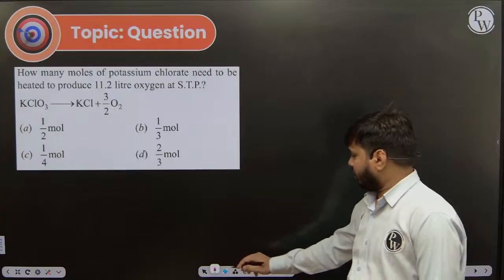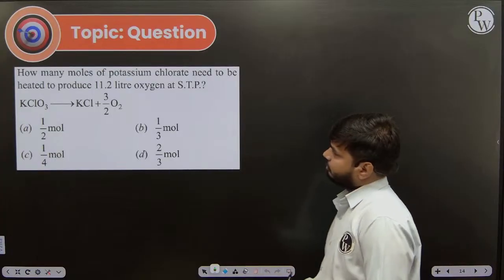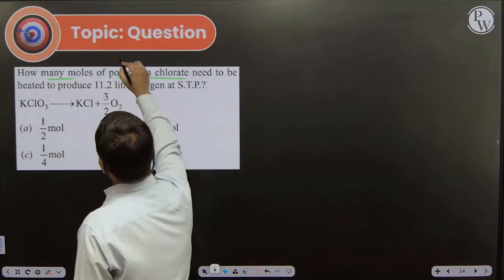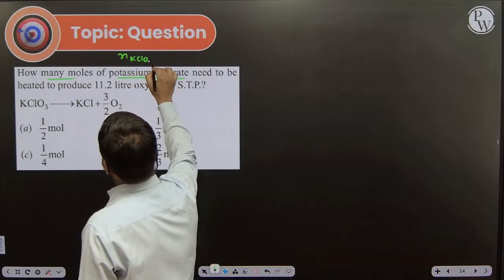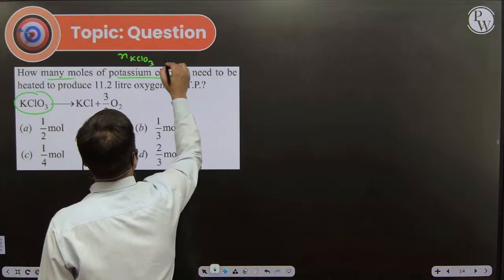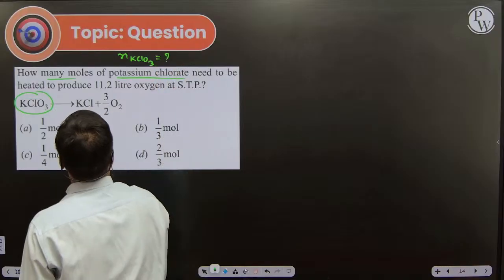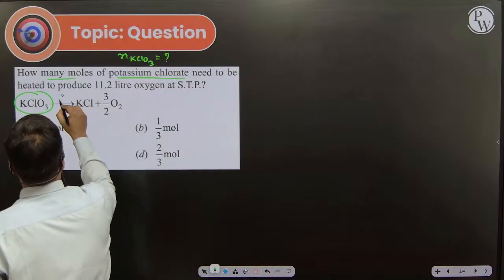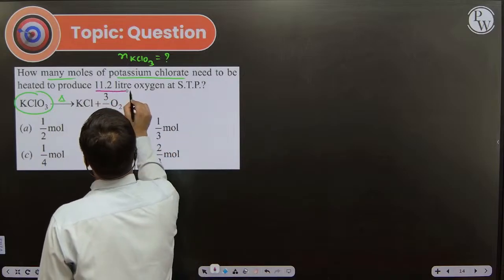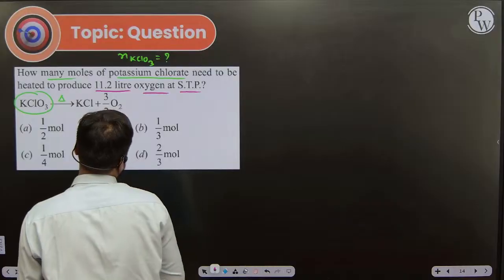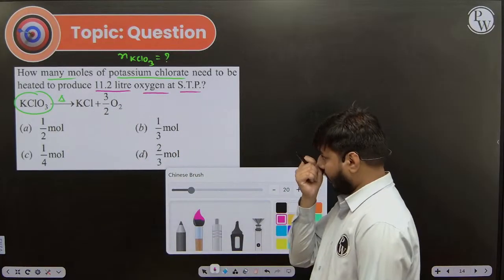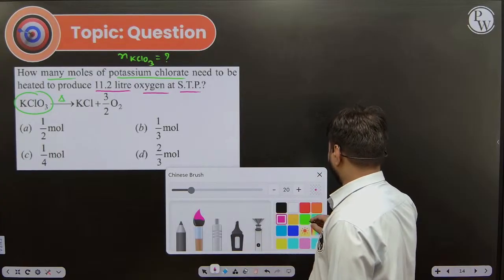So let's talk about how we are going to solve this. How many moles of potassium chlorate? So this is our potassium chlorate. We have been asked about the moles of potassium chlorate needed to be heated to produce 11.2 liter oxygen at STP. 11.2 liter at STP. So let's talk about this.